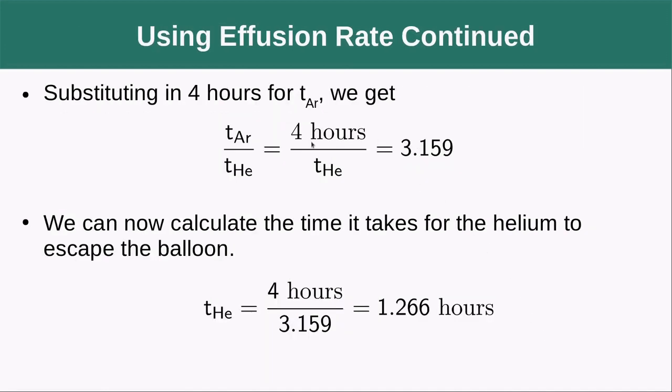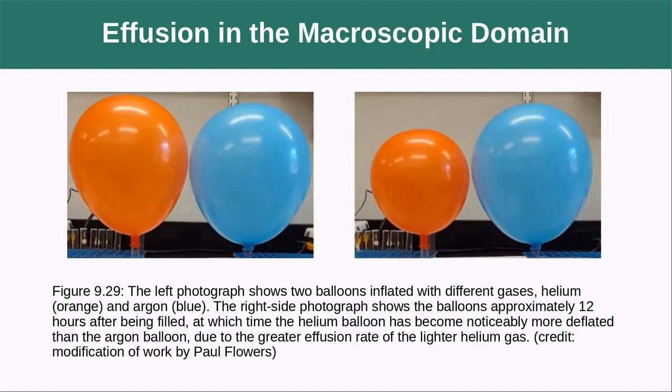Plugging in the time that it took for the argon to effuse out, we get this relationship here, and then solving for the time of helium, we see that it would have taken the helium 1.266 hours, which is what we would expect. We'd expect that a molecule with a lower atomic mass is going to effuse quite a bit faster.